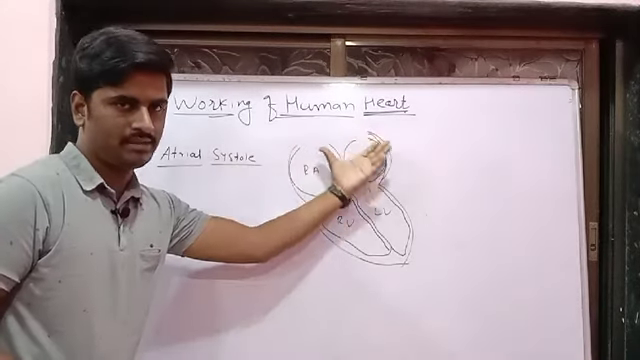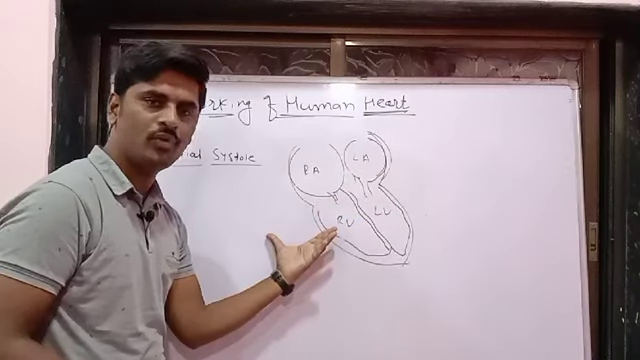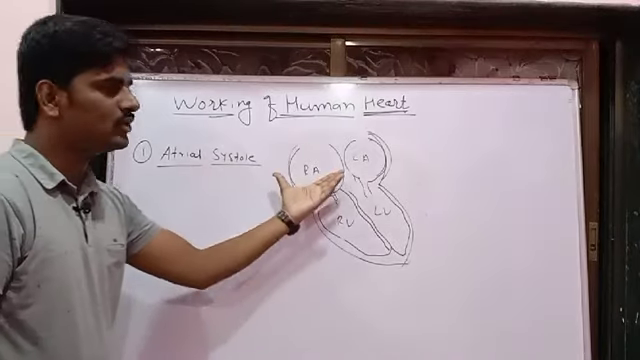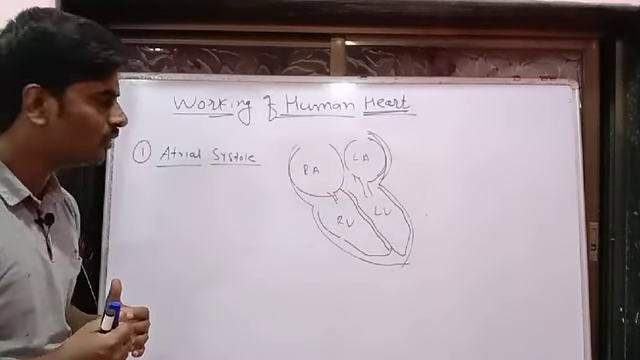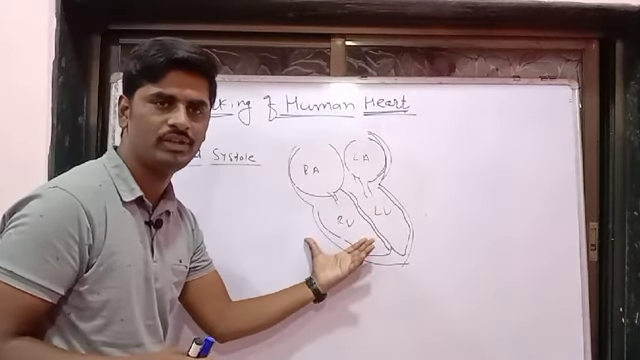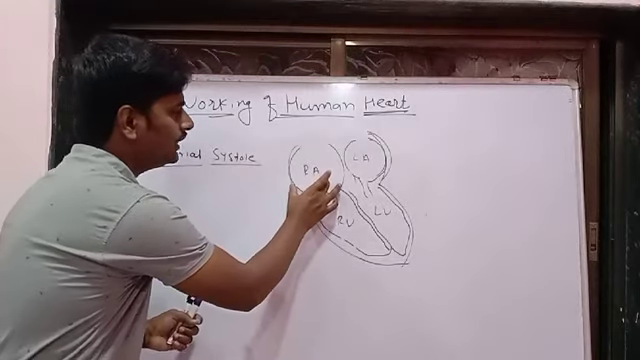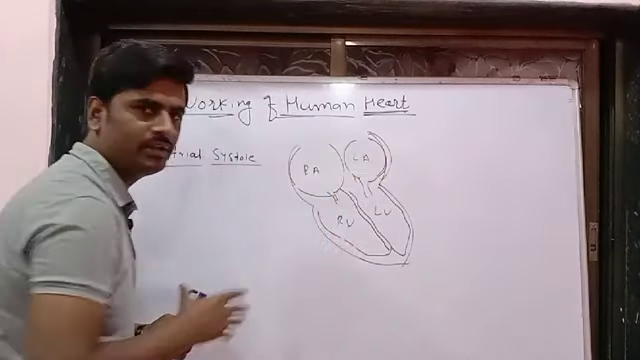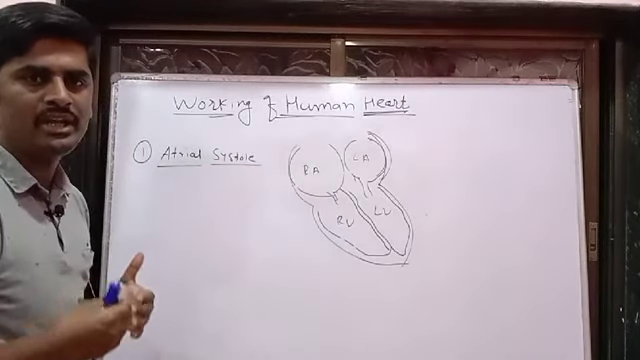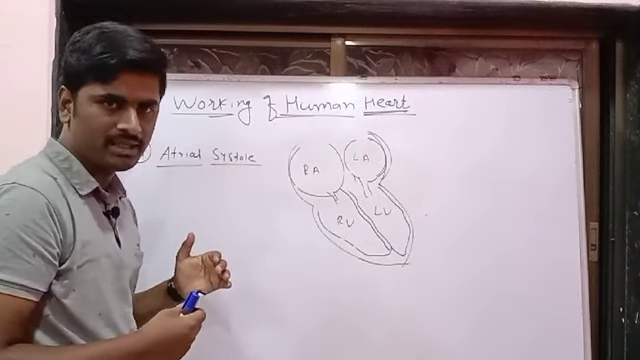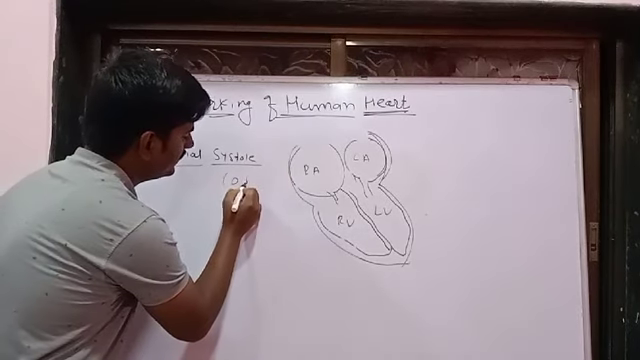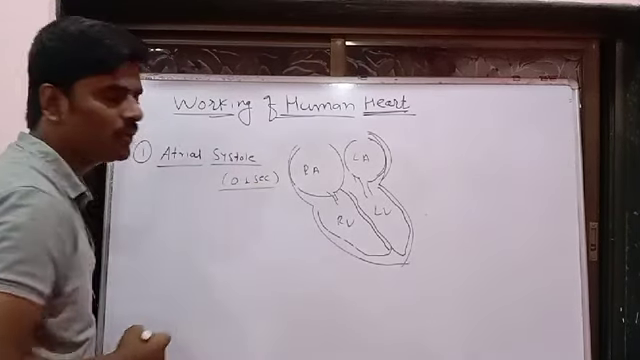We already discussed that our heart contains 4 chambers. Out of these, 2 are auricles. When the atria or auricles undergo contraction, what kind of changes take place inside the heart? It is very interesting. Look here, right auricle and left auricle. When these 2 atria undergo contraction, how much time does it take, and what kind of changes take place? It takes 0.1 second.